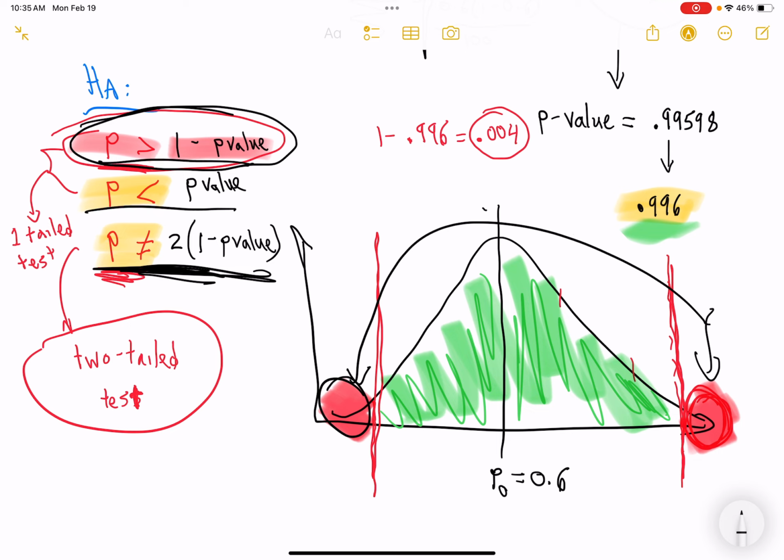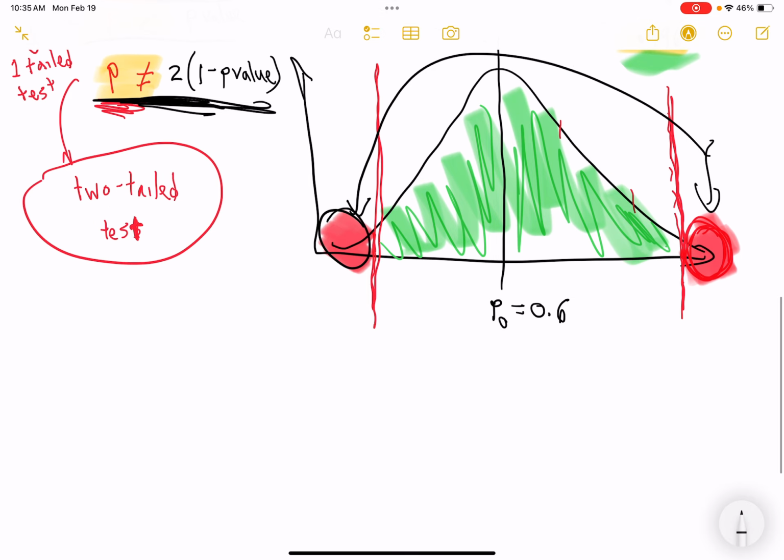Either p is greater than for our alternate hypothesis, in which case we do 1 minus the p-value. P is less than, in which case we just take the p-value because we want the left tail. And of course, for p is greater than, we want the right tail, the higher extreme. And then for p does not equal, we multiply the higher extreme by 2 to get both the lower and higher tail, to get the two-tailed test.